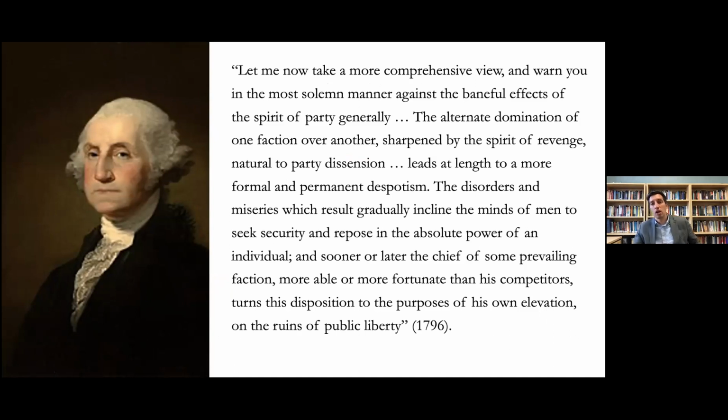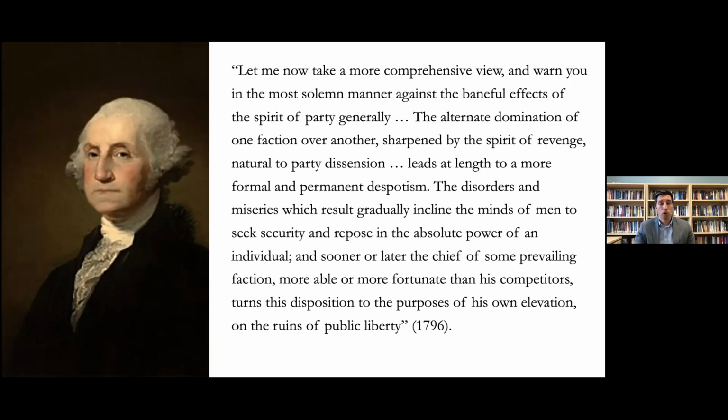He said, quote, "Let me now take a more comprehensive view and warn you in the most solemn manner against the baneful effects of the spirit of party generally. The alternate domination of one faction over another, sharpened by the spirit of revenge natural to party dissension, leads at length to a more formal and permanent despotism. The disorders and miseries which result gradually incline the minds of men to seek security and repose in the absolute power of an individual. And sooner or later, the chief of some prevailing faction, more able or more fortunate than his competitors, turns this disposition to the purposes of his own elevation on the ruins of public liberty."